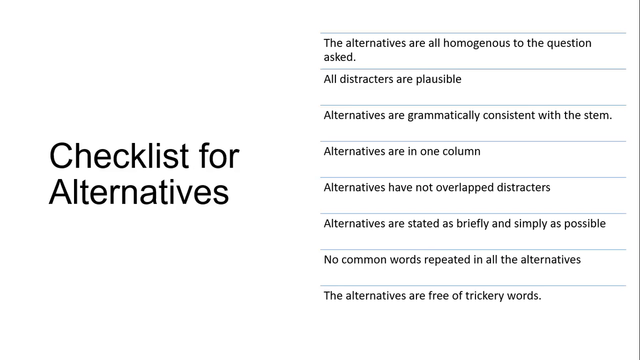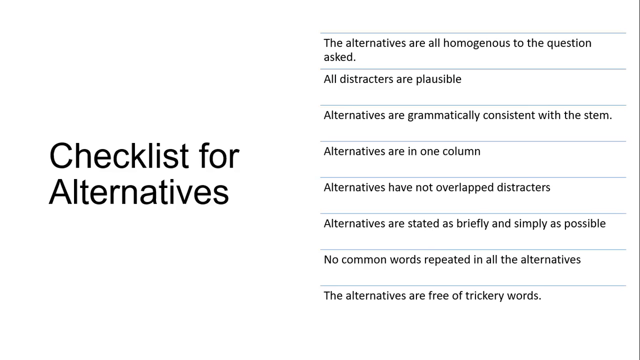Alternatives are grammatically consistent with the stem. That's to say, if you ask about a single item, all the alternatives will be single. If you ask about plural, all the items will be plural, and so on. Alternatives are in one column, which is important. If you put 4 alternatives or 5 alternatives, they should be in one column.